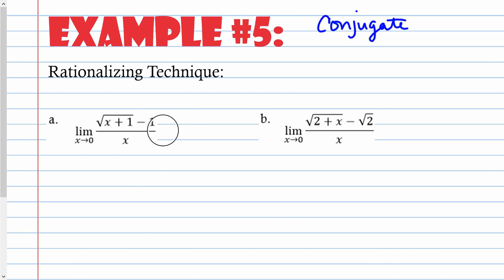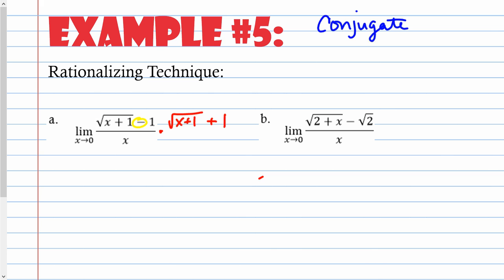Now rationalizing, see, I can't plug in the 0 into the x because I end up with a denominator of 0. So what I'm going to do is multiply by the conjugate of the numerator. See the square root of x plus 1 minus 1? I'm going to use that term. I'm going to use the square root of x plus 1 plus 1. See, I just changed this little sign right here. I made it into a positive.